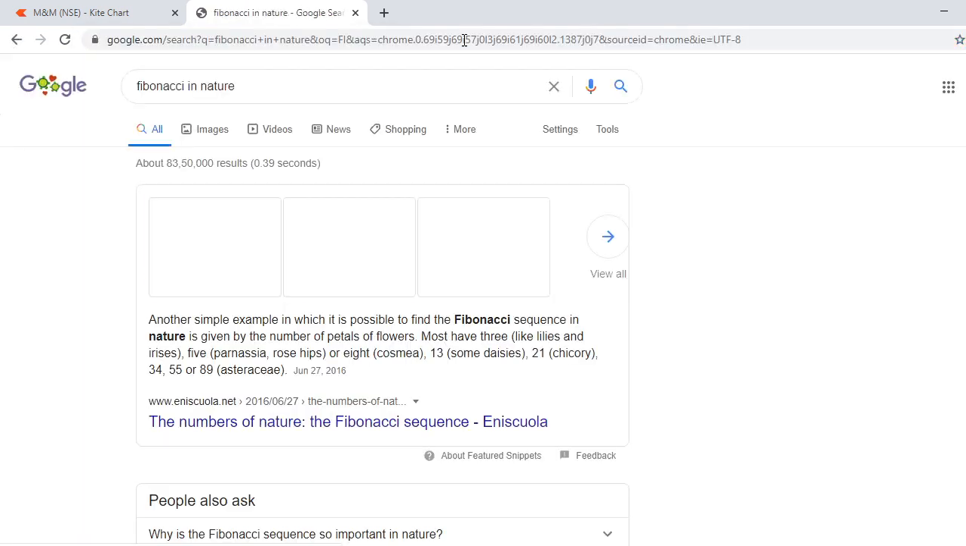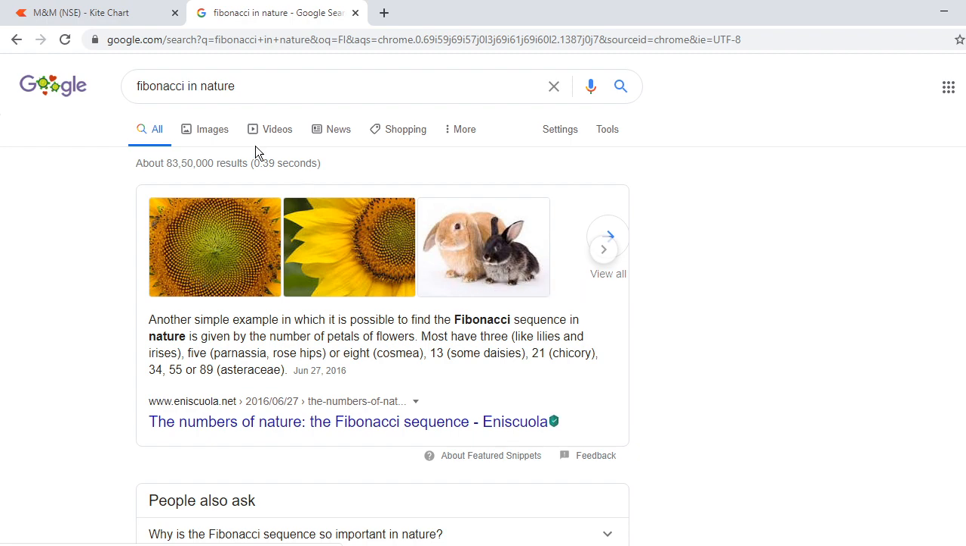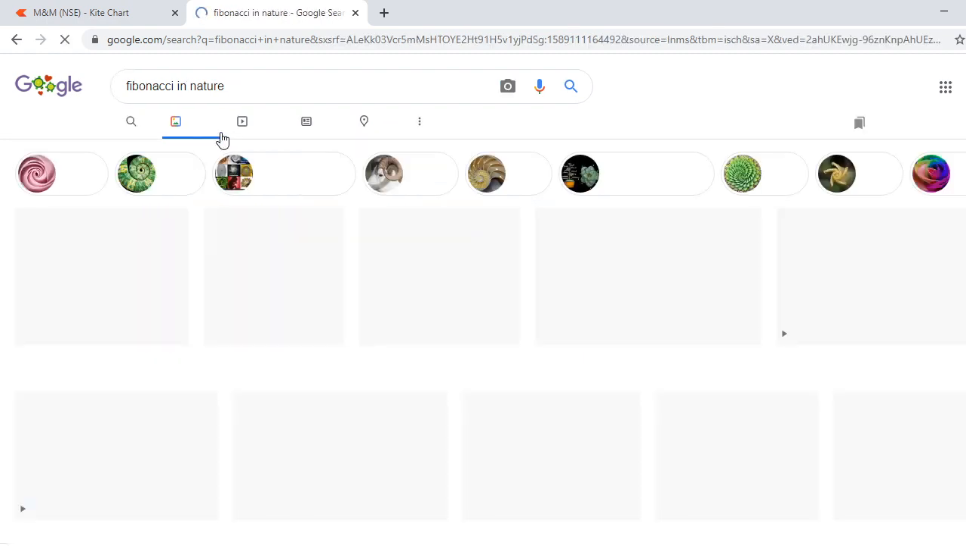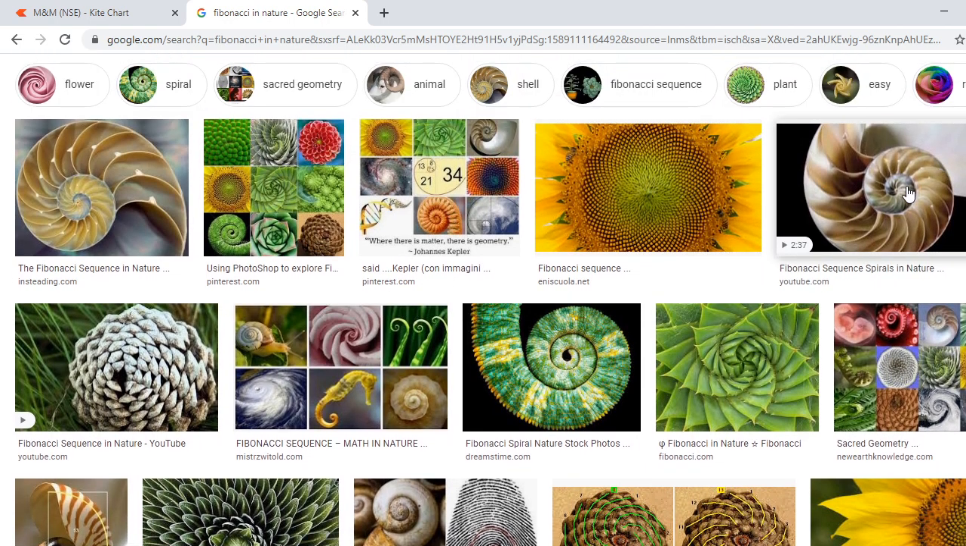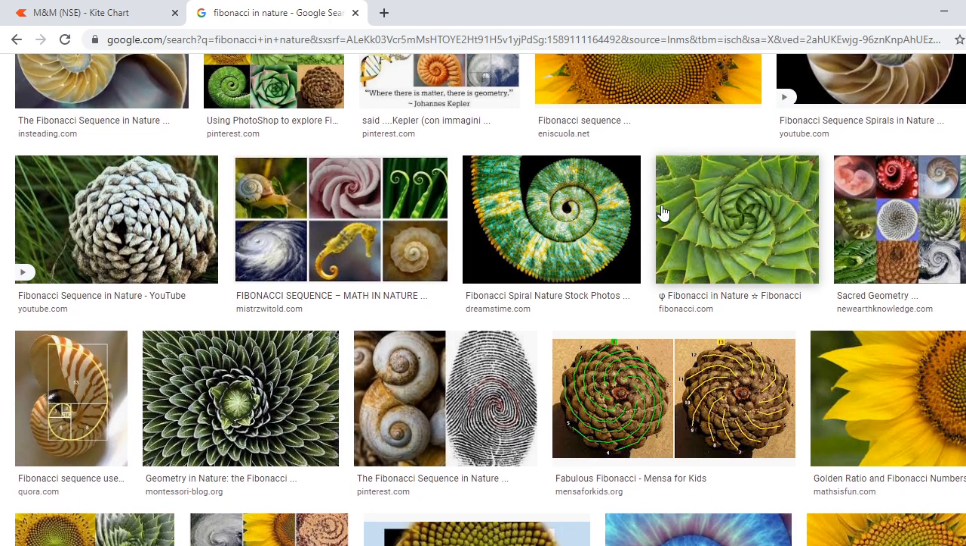Fibonacci in nature is perfect. Now you just see this. How many things are there? Seashells. Not only seashells. See, the tail of this one. What is that? A chameleon. The galaxies.